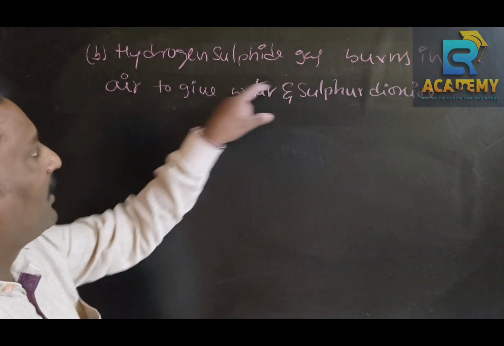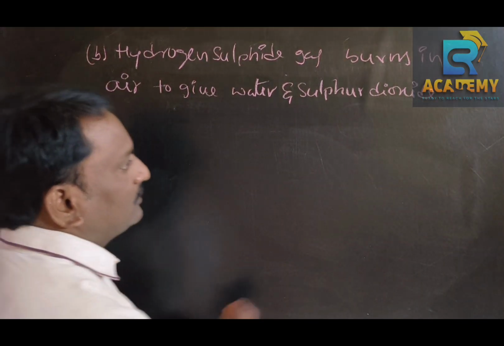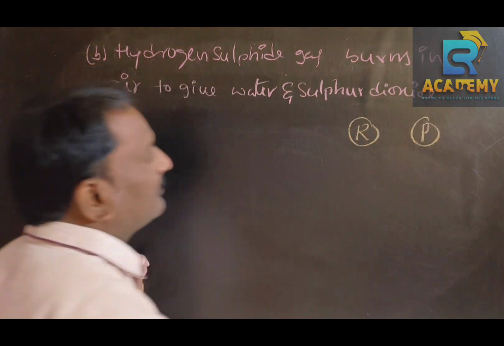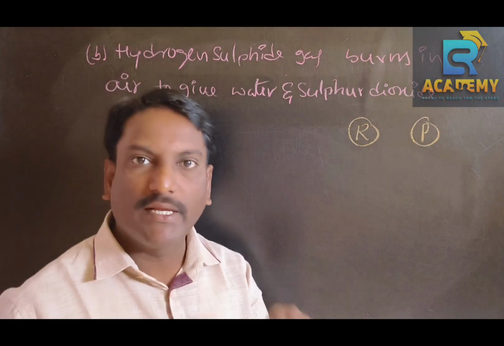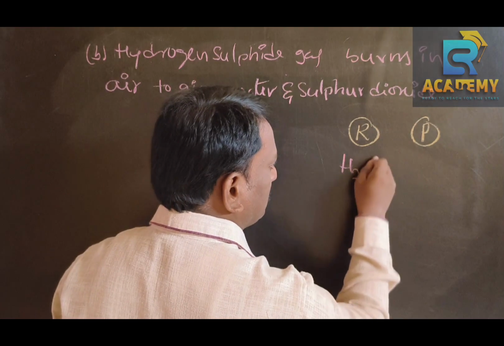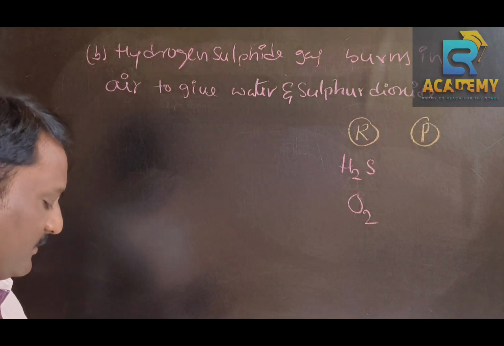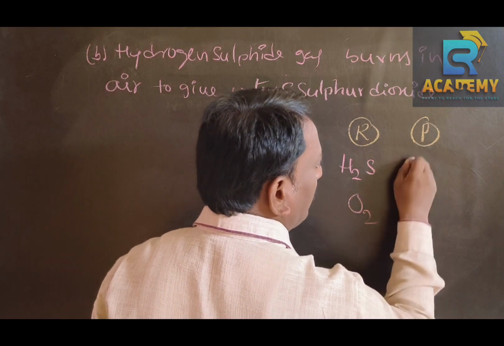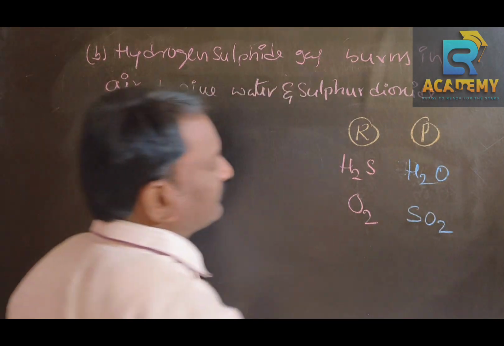Hydrogen sulfide gas burns in air to give water and sulfur dioxide. So what are the reactants and products? Let us find out. Hydrogen sulfide gas burns in air; burns in air means reacts with oxygen. So hydrogen sulfide H2S and oxygen are the reactants in the given statement. Products are water and sulfur dioxide. Water's chemical formula is H2O and sulfur dioxide is SO2.